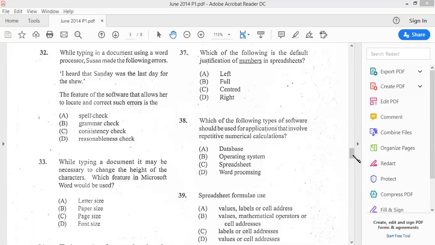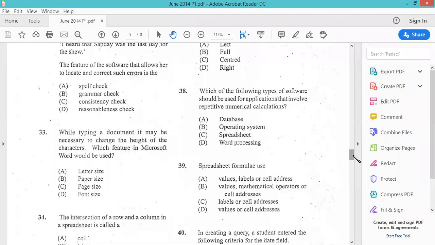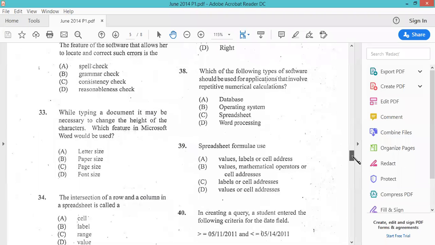Which of the following types of software should be used for applications that involve repetitive numerical calculations? Come again, Trevoni. You're reading too fast. Which of the following types of software should be used for applications that involve repetitive numerical calculations? Spreadsheet. Correct. That's the only possible answer there, because when you hear about calculations and so on, you know it's spreadsheet. Continue.